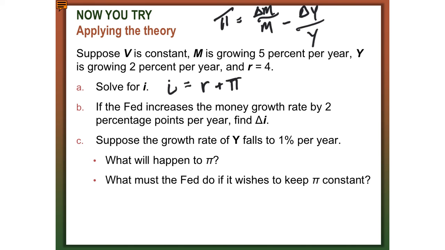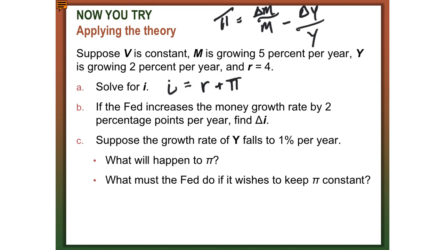So again, in the problem, M is growing at 5%, so this term here is just 5, we know that. Y is growing at 2%, so this term here is 2, so the difference between 5 and 2 is simply 3. So pretty straightforward. Inflation is going to be 3%. We can plug that in here. So 4 plus 3, the nominal interest rate should be 7%.